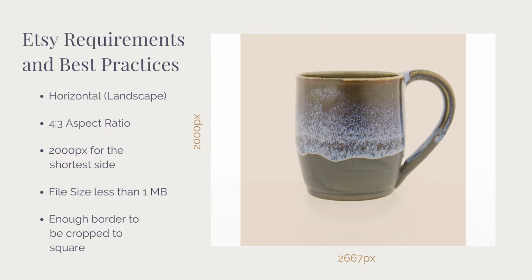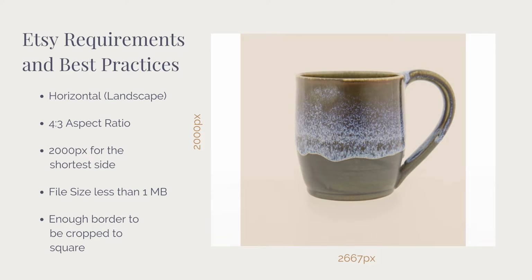And at the time of me recording this video, here is what Etsy recommends. Etsy recommends you upload your images in a horizontal, also called landscape orientation, meaning your image will have more width than height. Next, Etsy recommends a 4:3 aspect ratio. Again, an aspect ratio is just the proportional relationship between the image's width and height, and you set this in editing under the crop tool.